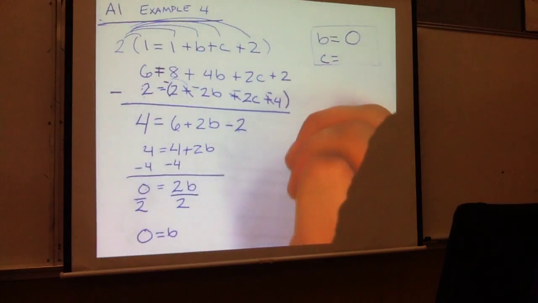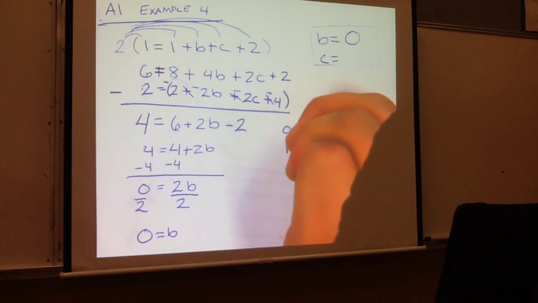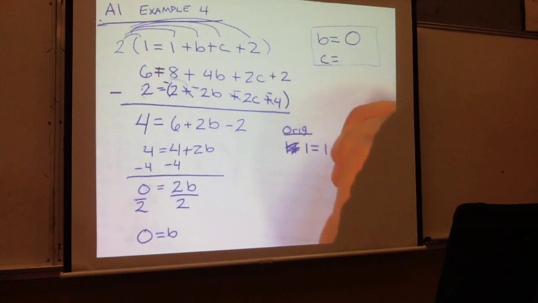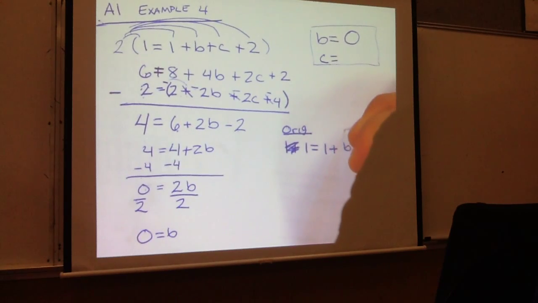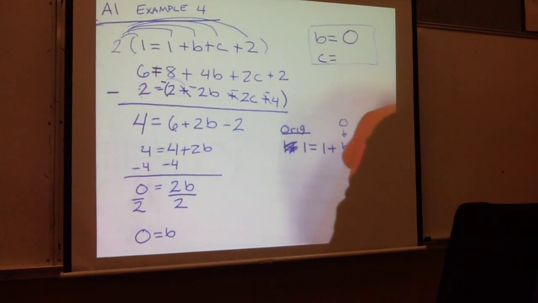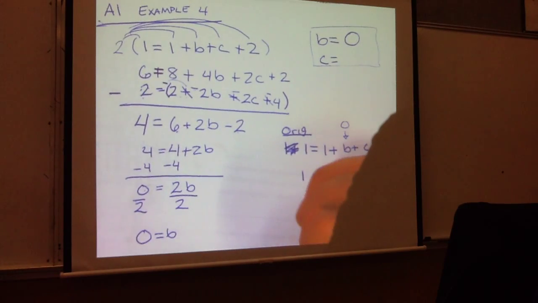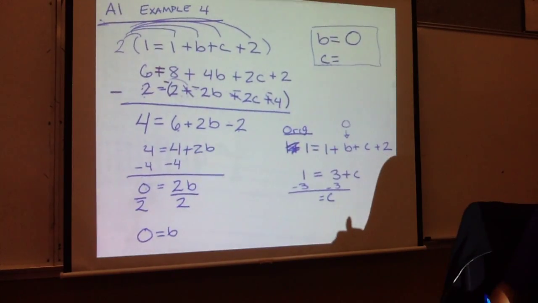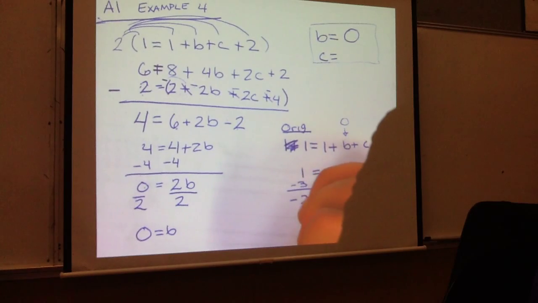So we can come back to one of our original equations, right? The original was 1 equals 1 plus b, which we're now going to put a 0 in for, plus c plus 2. One equals 3 plus c. c equals negative 2.